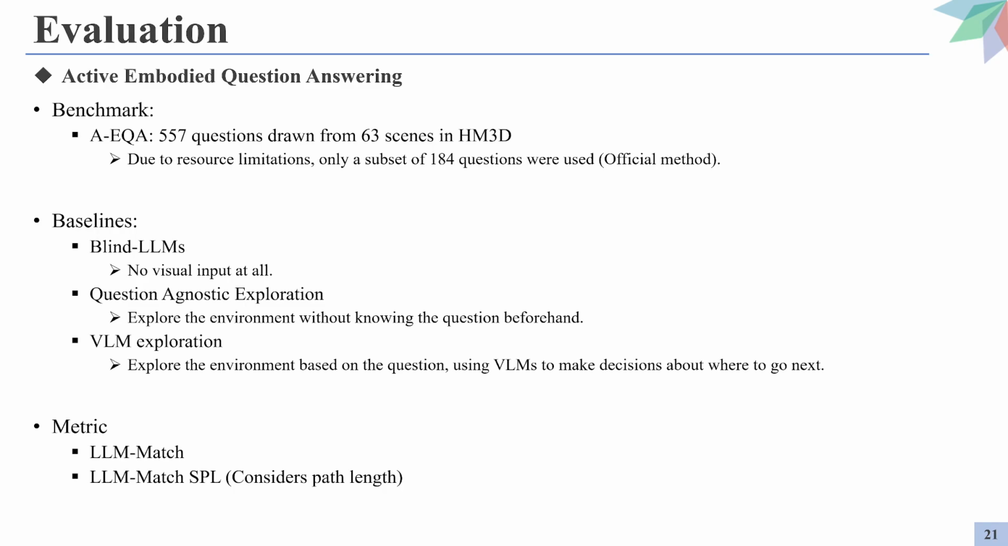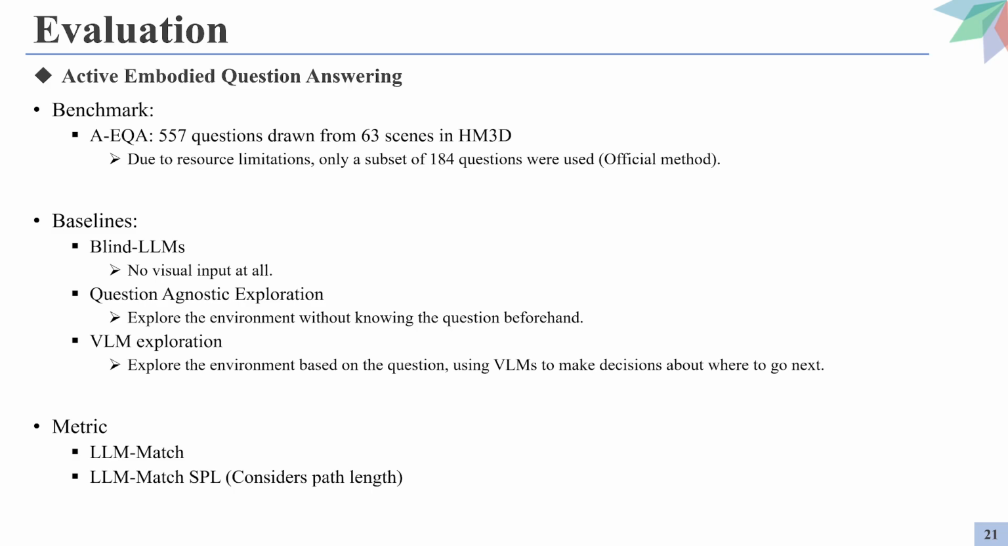The authors evaluate their method across 3 experiments. The first focuses on question answering using the AEQA dataset. They compare their approach against several baseline agents: blind LLMs, which operate without visual input; question-agnostic exploration, where the agent explores the environment without knowledge of the upcoming question; and VLM-based exploration, where the agent uses a vision language model to guide its exploration based on the given question.